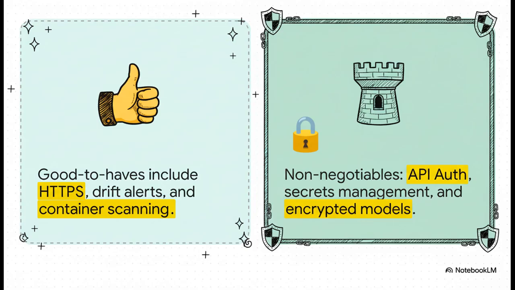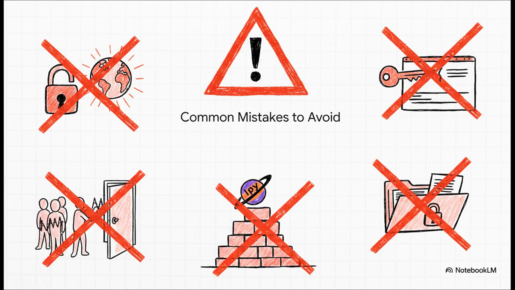But the items on the right, those are the absolute 100% non-negotiables. Things like proper API authentication and role-based access control, secrets management, encrypted models, these are not optional. If you are missing anything from that must-have column, you have a critical vulnerability that you need to fix, like yesterday.